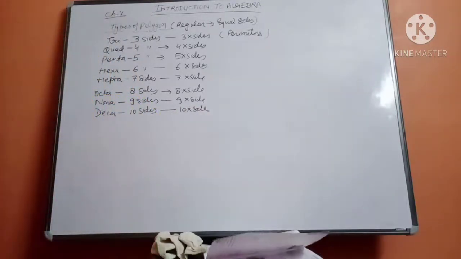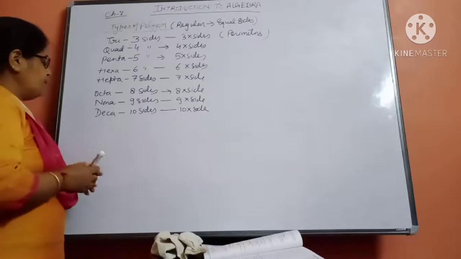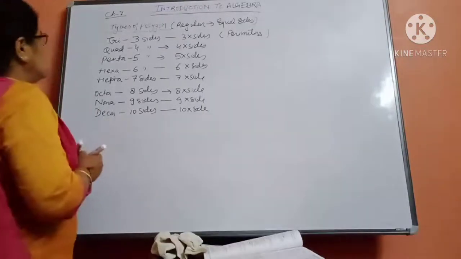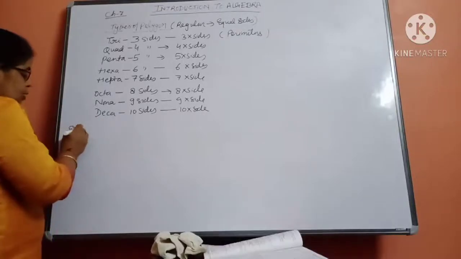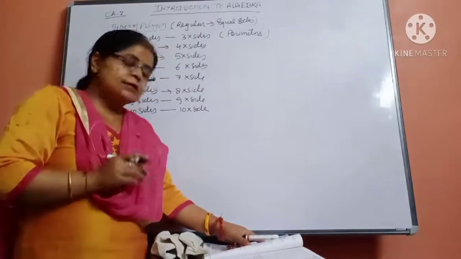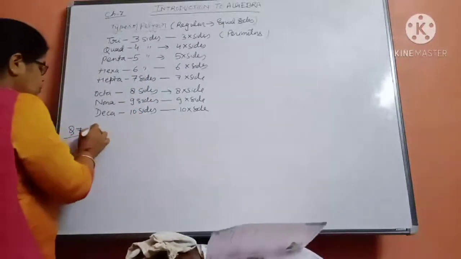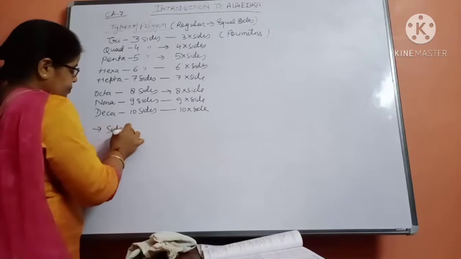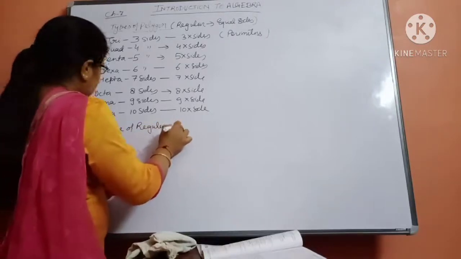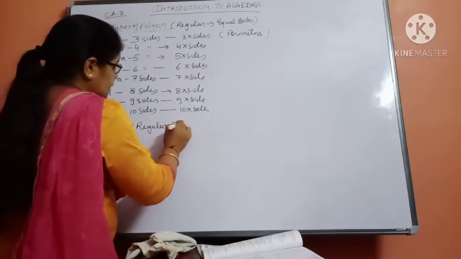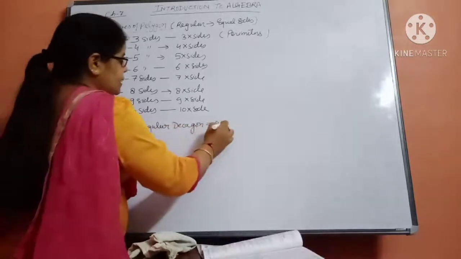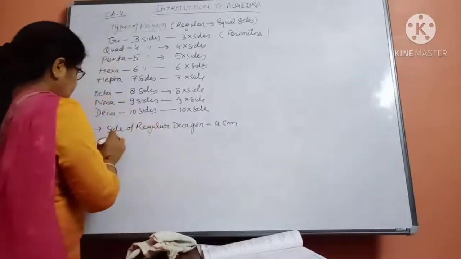Okay. Now see that, beta, we have been given a figure which is a decagon. Decagon means... Now see question number 7. You have been given that each side of a regular decagon measures 8 centimeter. How will you do it? Side of a regular decagon is equal to how many? 8 centimeter. Okay.